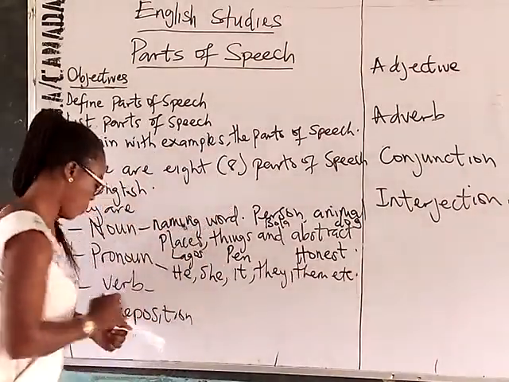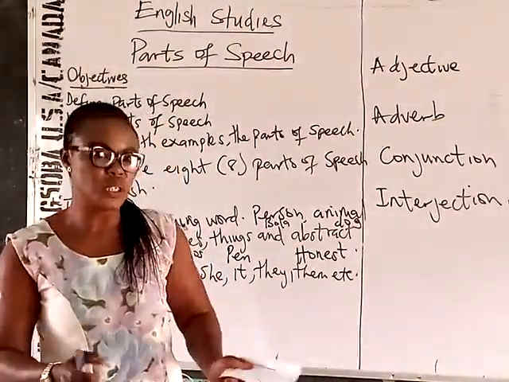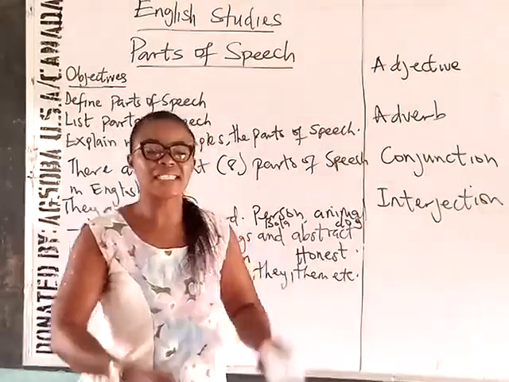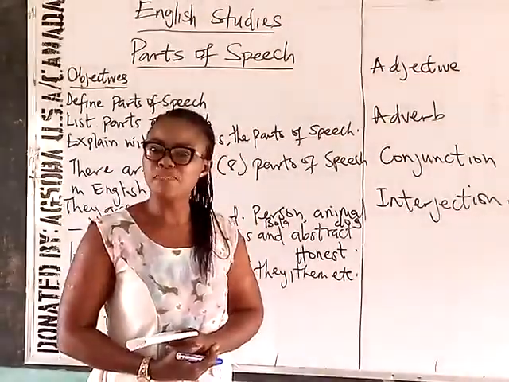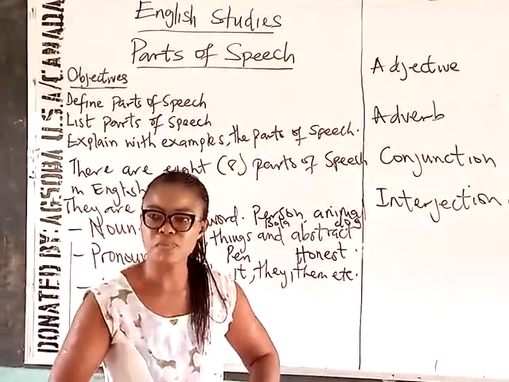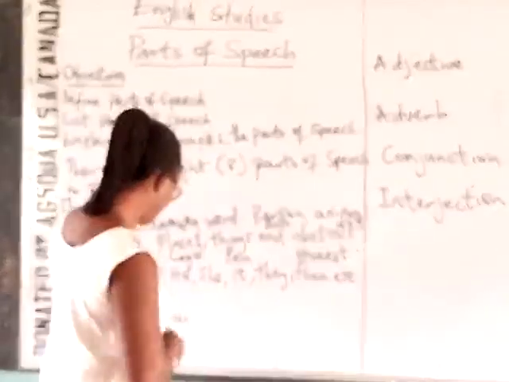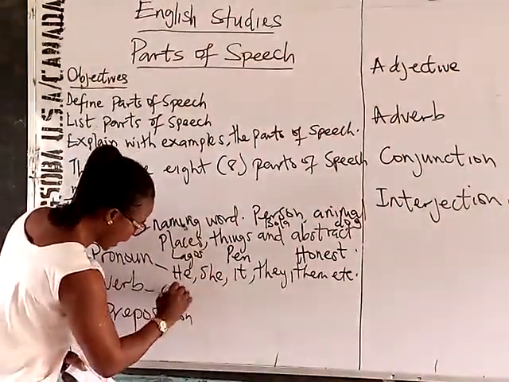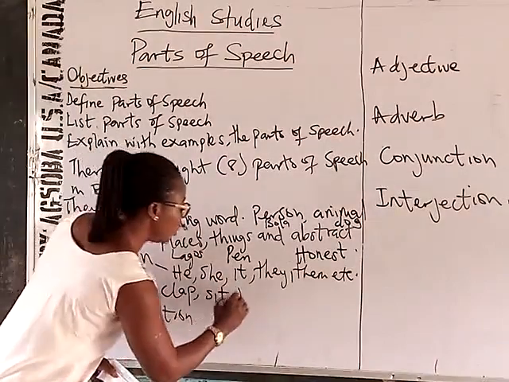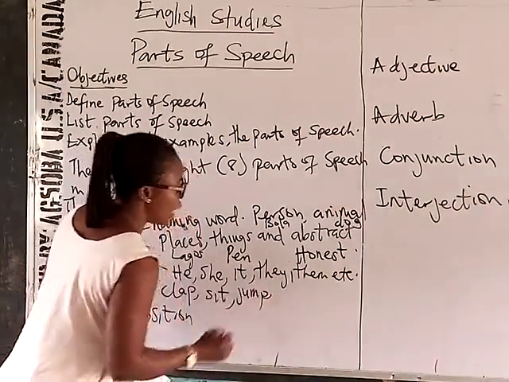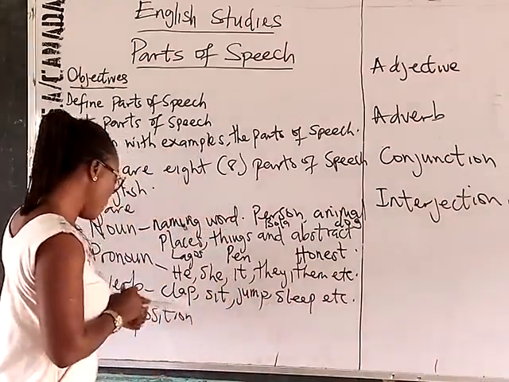For verb, what is a verb? Verbs are action words. They are words that have action in them. For example, jump, sit, sleep, dance, and etc. So we have clap, for example. We have sit, we have jump, we have sleep, etc.